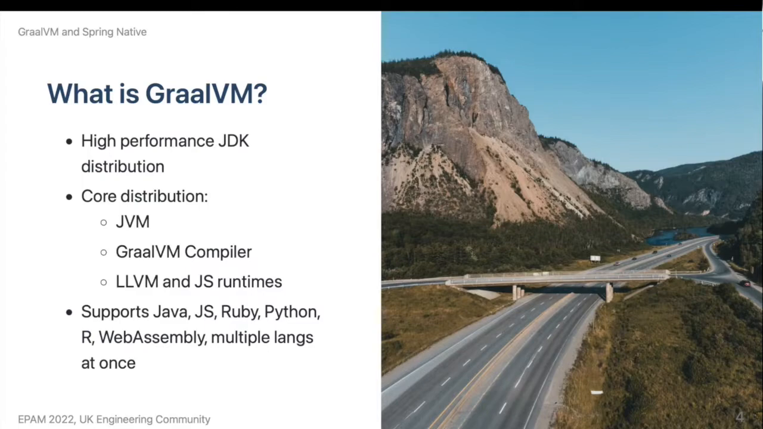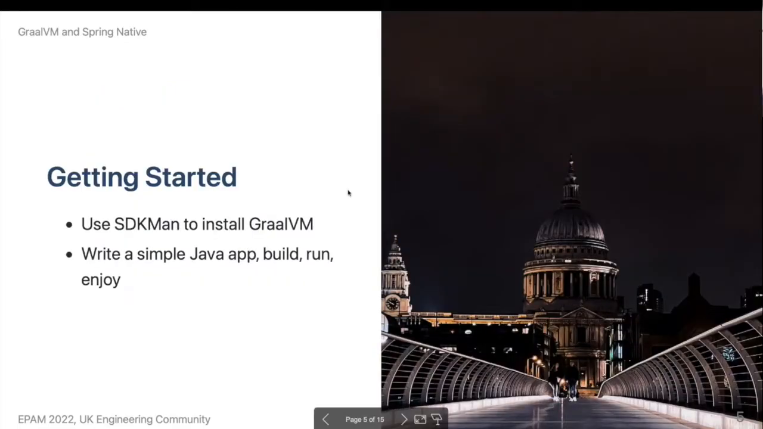And also, what is more important here is that it is a special kind of VM which allows you to execute not only Java, but also JavaScript, Ruby, Python, R, WebAssembly, and multiple languages at once. So you have an application written in Java and another part of the application written in JavaScript. You can run both of them together. It's ordinary. However, the most interesting part of it is the native image compiler.